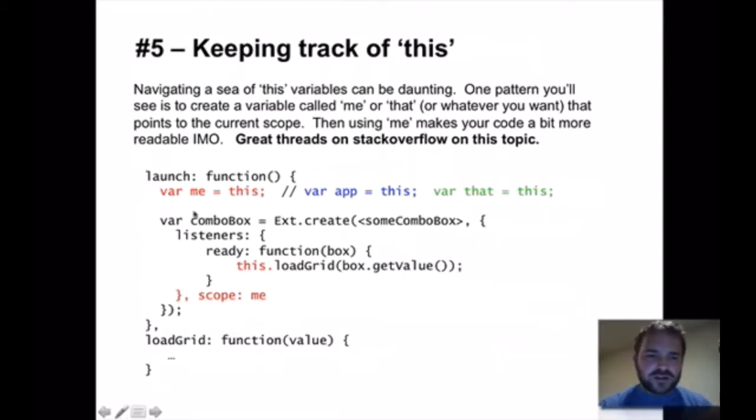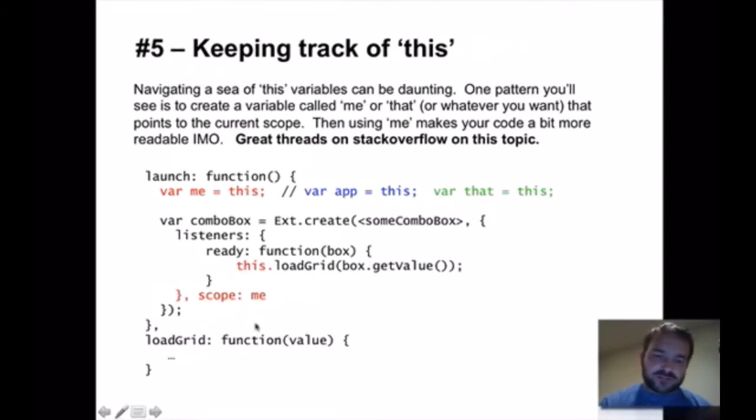Here's an example. I took a copy of code from one of the combo boxes we created, and what I did is at the top of a function, I just said var me equals this. Then in my combo box, remember we had to set scope and pass scope into the listeners. Well, I just said scope equal me, and then in my listener, when I say this, it refers to me.